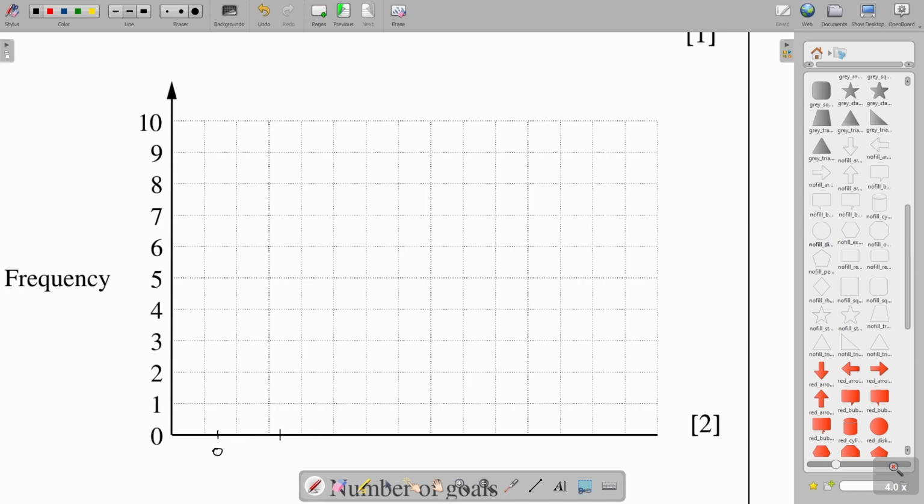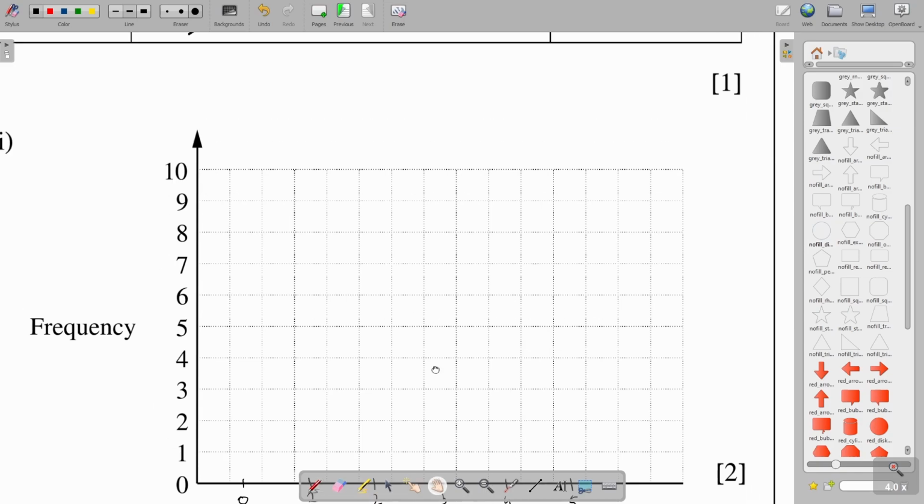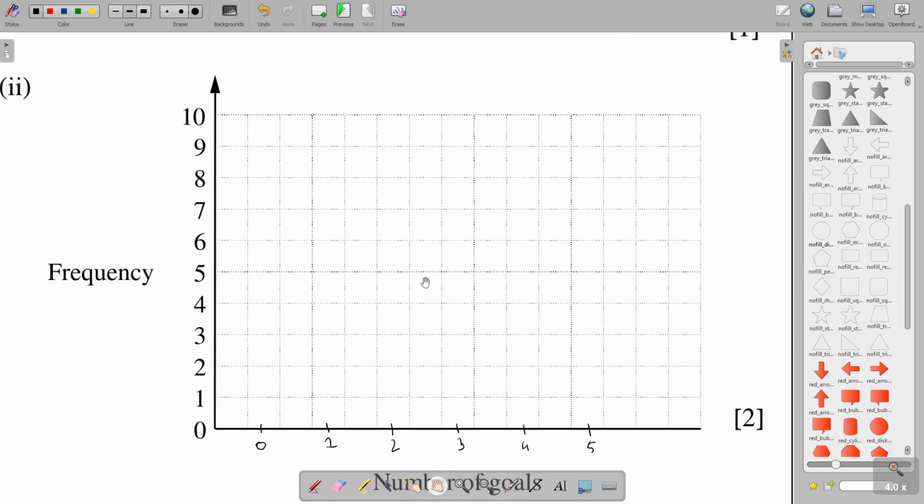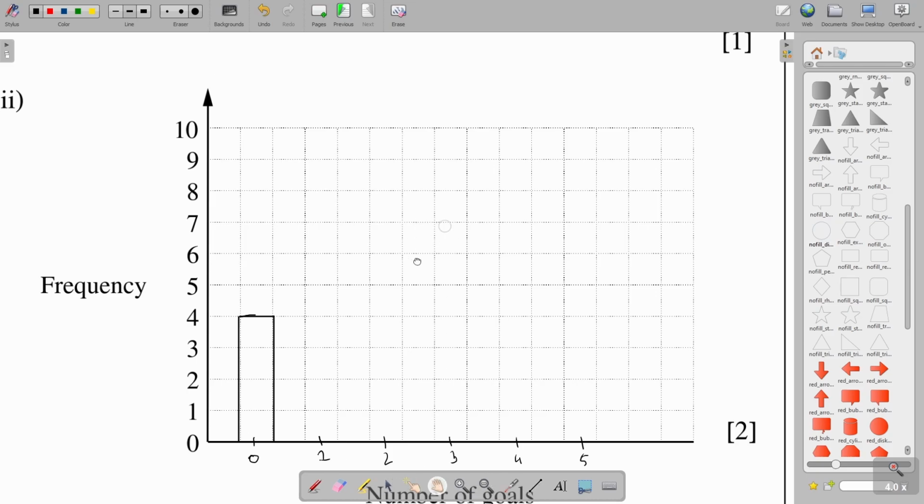So we'll do 0, 1, I'll leave a gap, 2, leave a gap, 3, leave a gap, 4, and leave a gap, 5. All right, how many times were 0 goals scored? They were scored 4 times. So we'll do 4. I should use my line tool. And that'll be our bar for 0.